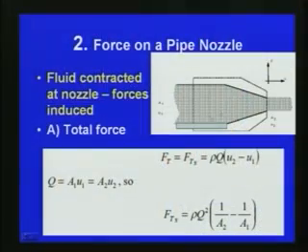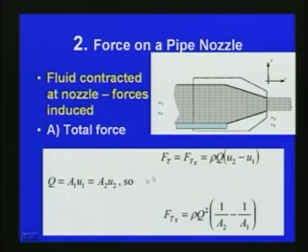The total force F t, in the x direction we are considering now, F t is equal to F t x is equal to the mass of fluid, or rho Q, where rho is the mass density and Q is the discharge coming from the pipe, into the velocity difference u 2 minus u 1, where u 2 is the exit velocity and u 1 is the entrance velocity. So the total force with respect to the nozzle, which is acting upon the pipe, is F t x is equal to rho Q into u 2 minus u 1.